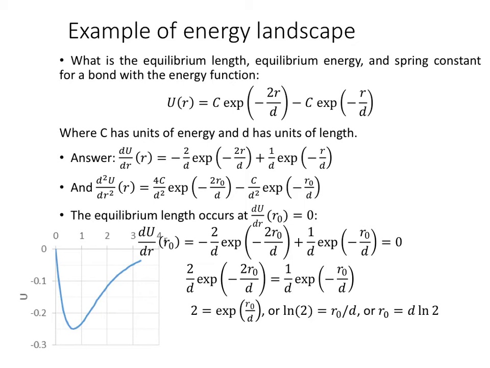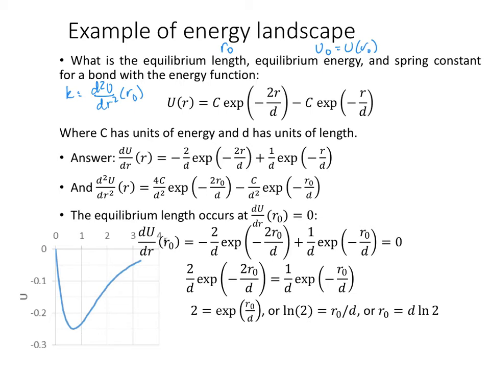So we'll ask, what is the equilibrium length? Recall the equilibrium length was R naught. What's the equilibrium energy? That was U naught, which is the energy at R naught. And the spring constant of a bond. Recall the spring constant was the second derivative of the energy with respect to R, again calculated at R naught. So we're asked, what are those things?